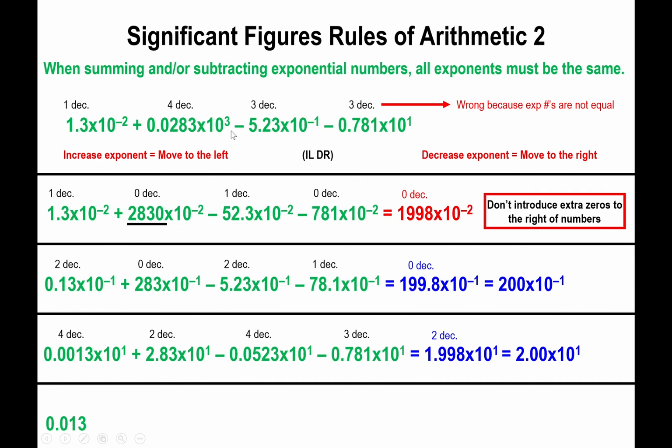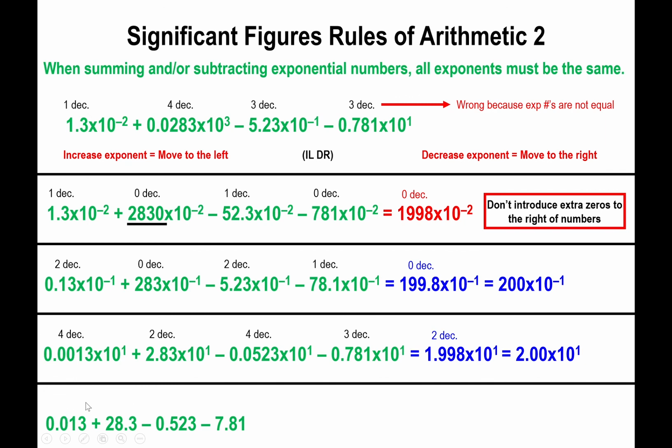This one that is 10 to the third, you will have to decrease it to 10 to the 0. So move the decimal 3 units to the right. So you end up with 28.3. Next number, to turn 10 to the -1 into 10 to the 0, you have to move the decimal place 1 unit to the left. And this one, to turn it into 10 to the 0, you'll have to move the decimal 1 unit to the right. Alright, so 10 to the 0 being 1 gets rid of the entire exponent, and you end up with the simple numbers here.